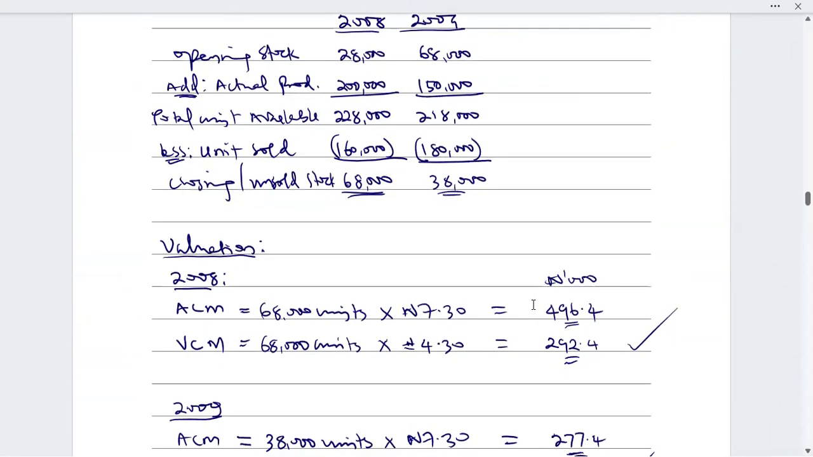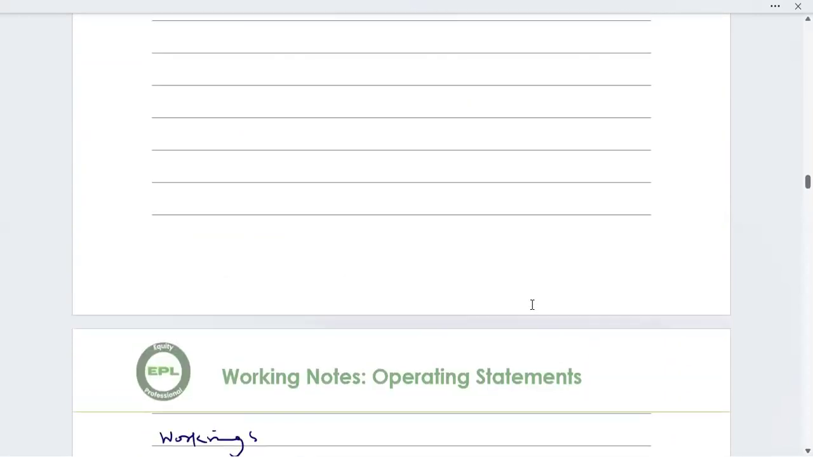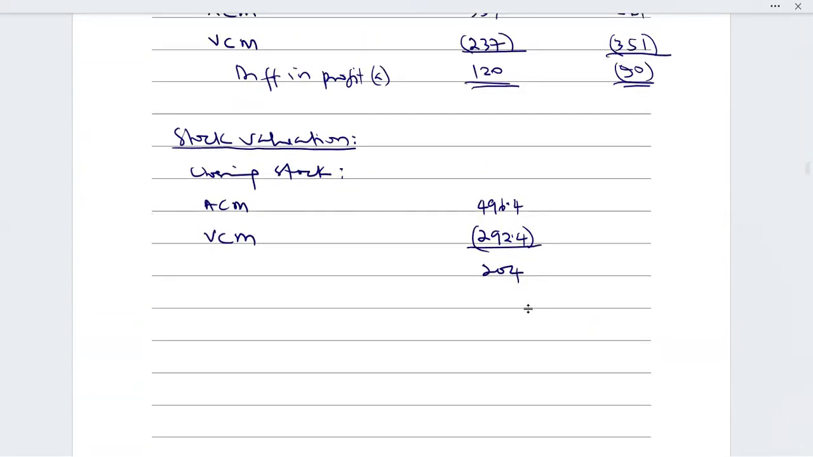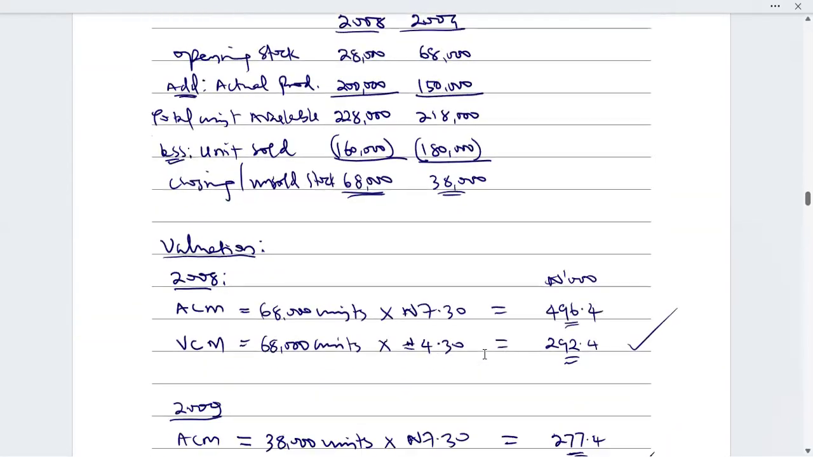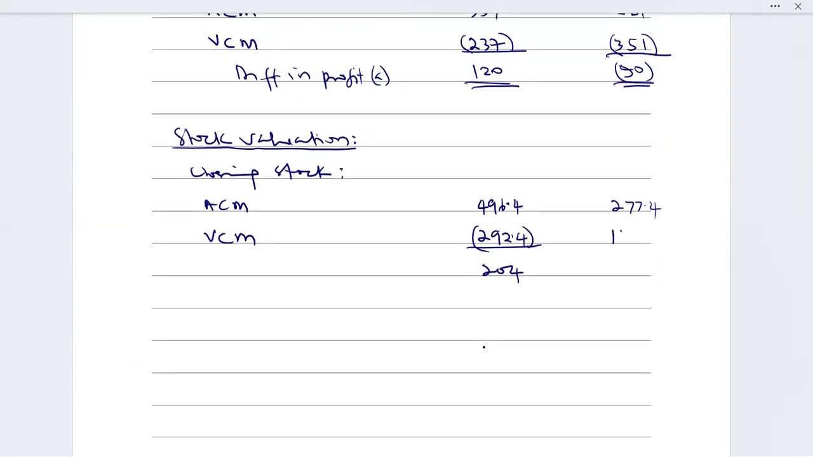What do we have there? 277.4, then 163.4. 277.4, then what do we say is the other one? 163.4. Thank you. That's 114. So 163.4 minus 277.4, that's 114, right? Yes, sir. 114. So this represents difference in closing stock, but there's no need for you to put difference in closing stock. Just go and do opening stock.